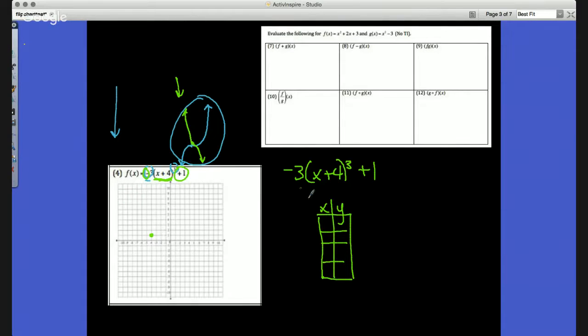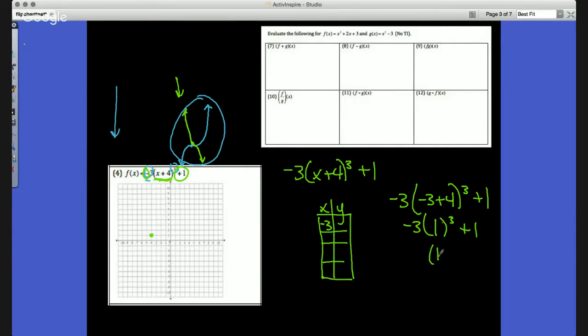So let's plug in negative 3, and let's just see what happens. So I have negative 3 times negative 3 plus 4, cubed, with plus 1 on the outside. So I have 1 in here, cubed, 1 cubed. Remember, I work inside out, right? Remember, don't multiply these two, right? Let's make sure we do the order of operations.